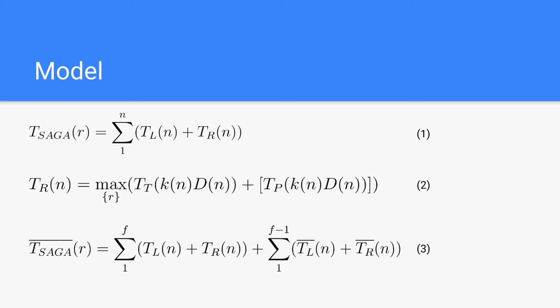As shown in the third formula, failed Saga duration depends not only on the duration of commands and their replication, but also on compensation calls and replication duration for previously executed commands.